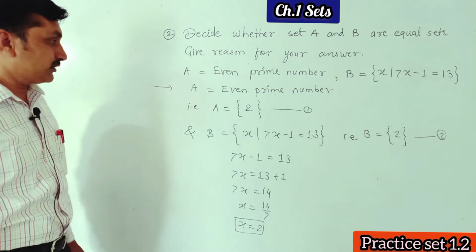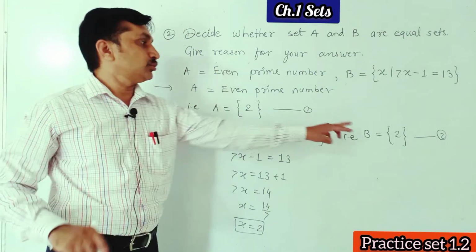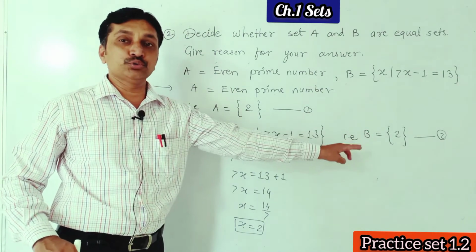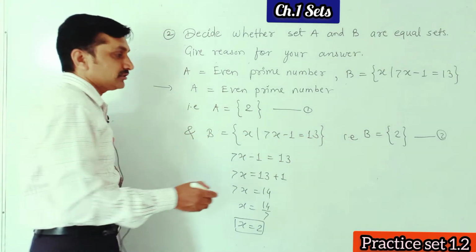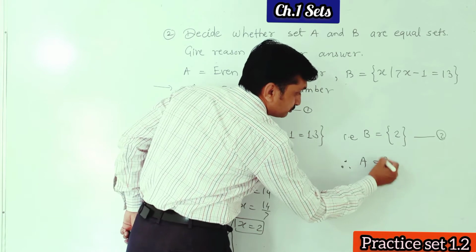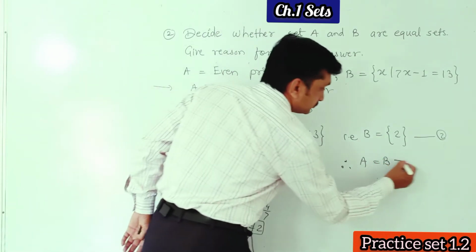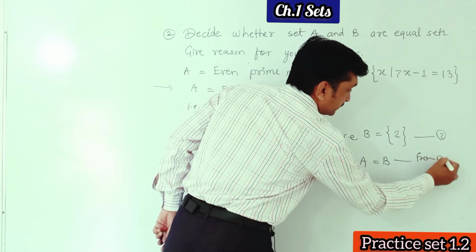Now you observe 1 and 2. In 1, what is the element? 2, singleton. Element 2, singleton. Therefore both are equal. Therefore we can write here, therefore A is equal to B, from 1 and 2.